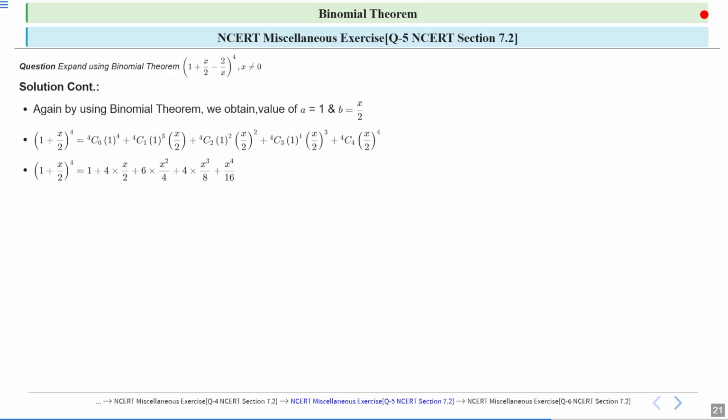Then we have 1 plus x by 2 whole to the 4, this is equal to 1 plus 4 times x by 2 plus 6 times x square upon 4 plus 4 times x cube upon 8 plus x to the 4 upon 16. Okay, so now finally, after simplifying, we obtain 1 plus x by 2 whole to the 4. This is equal to 1 plus 2x plus 3x square upon 2 plus x cube upon 2 plus x to the 4 upon 16.